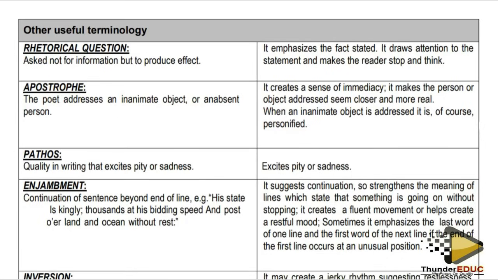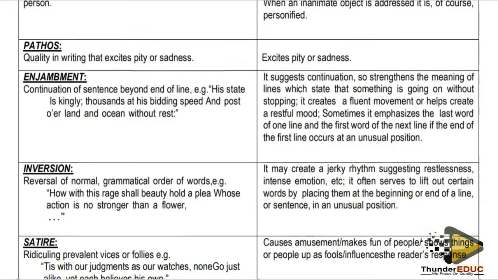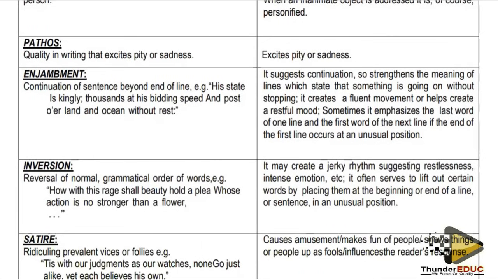Pathos, quality in writing that excites pity or sadness. So when they are making us feel this pity and making us feel more sad as the poem continues, we call that pathos. So that's a feeling that comes out, and that's the atmosphere that is created, creates a mood or an atmosphere of pathos whereby we have to be sympathetic now. And as a result, we are so sad, we feel pity, but we can't do anything about it.